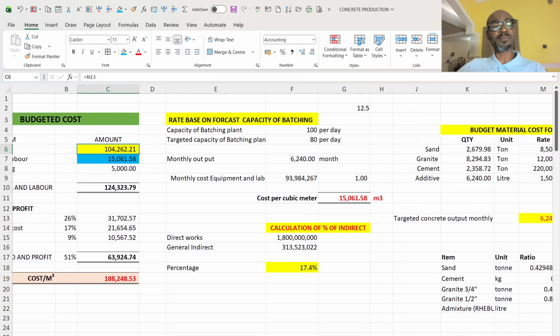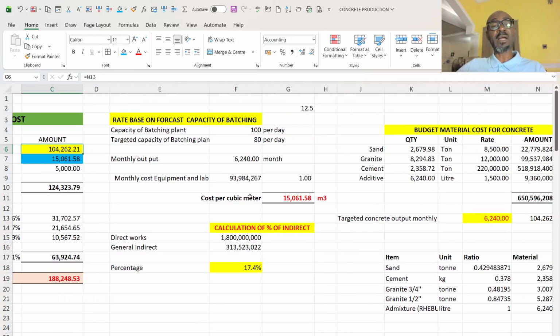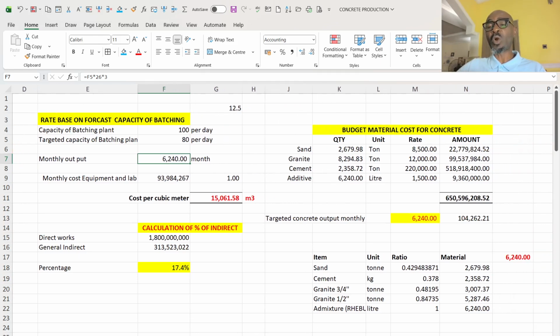So like I said, for the cost of material, the total cubic meter for the 3 months is 6,240 cubic meter. Then I now compute the material. These are the ratios for cement, sand, and granite per cubic meter. And this is the total cubic meter that I will be casting in those 3 months. I now multiply each of the ratios by 6,000. It gave me the volume of sand for the 3 months.